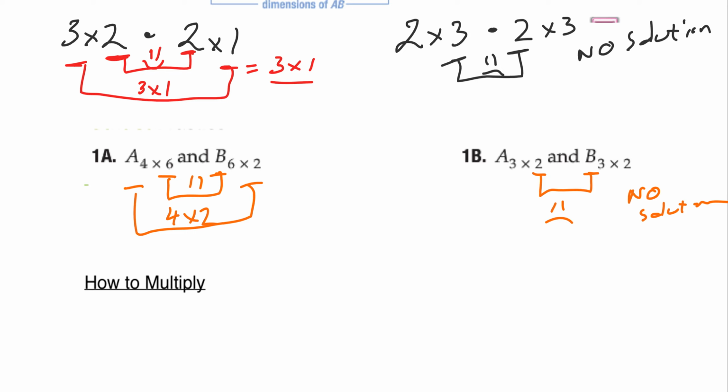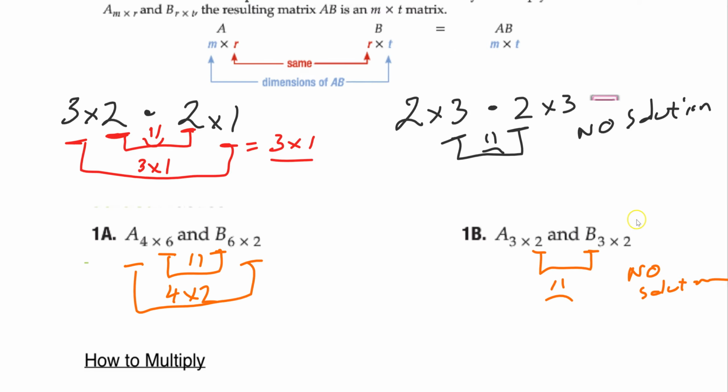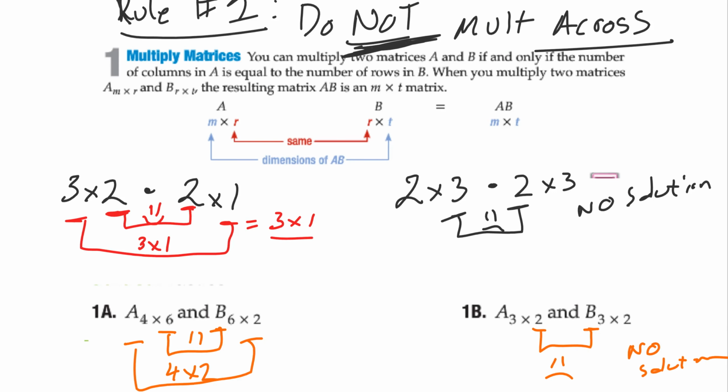This is why you don't just multiply across. If you just multiplied across a 3 by 2 times a 3 by 2, you would get an answer, but you're not supposed to. That's why we do not multiply across. And let's talk about how we do this. I'm going to show you two ways.